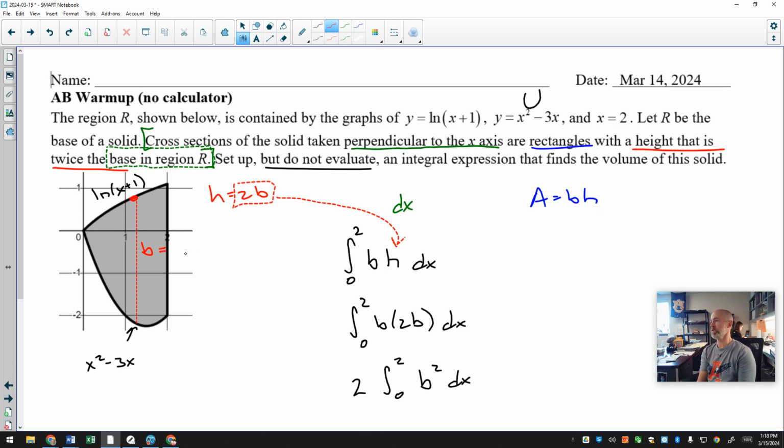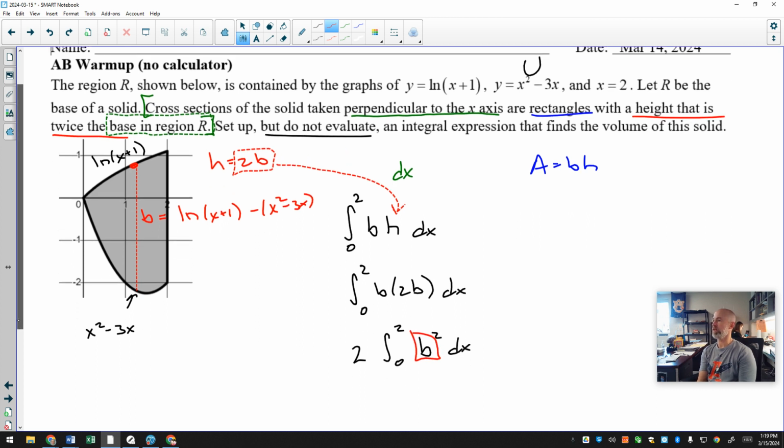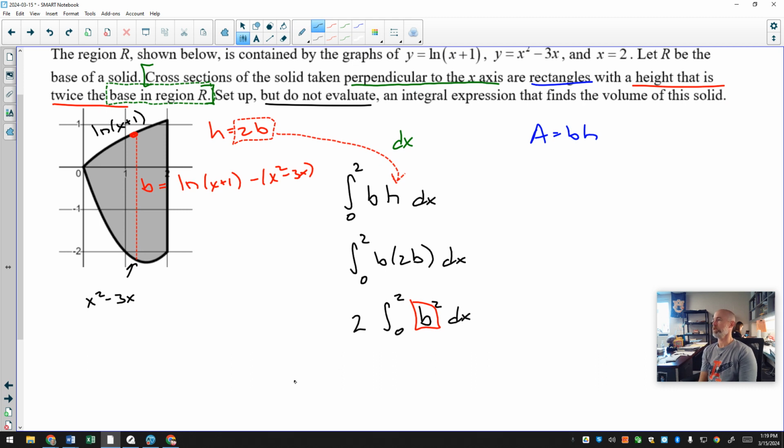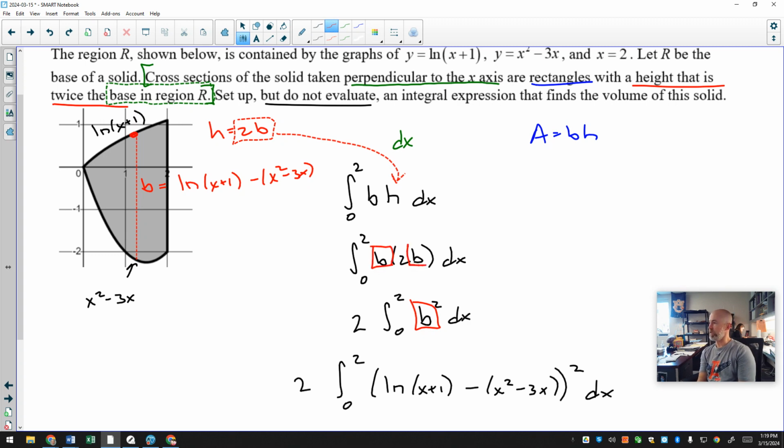Top minus bottom. The top is natural log of x plus 1. The bottom is x squared minus 3x. And I'll simply replace b with that expression, and that is our final answer. So the answer is 2, antiderivative 0 to 2 of natural log of x plus 1 minus x squared minus 3x, all squared, dx. And you can also, and several people did this, put your answer like this expression up here and replace both of those b's with that big expression. It's just a little bit uglier. It takes a lot longer to write.